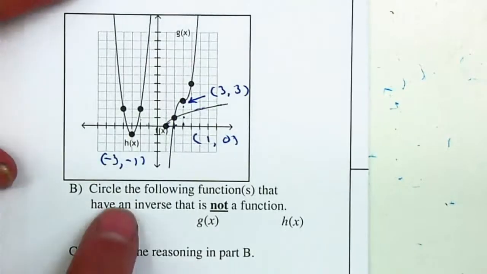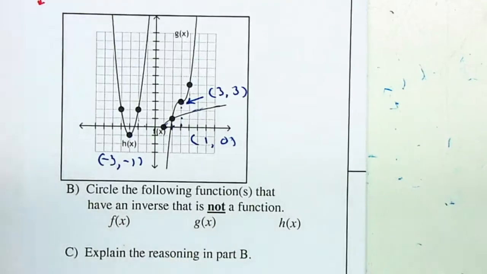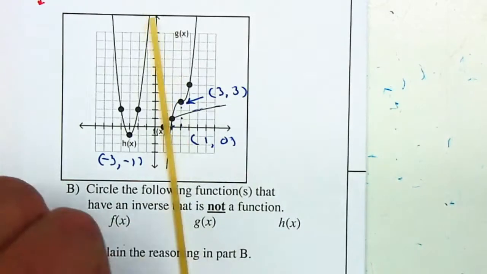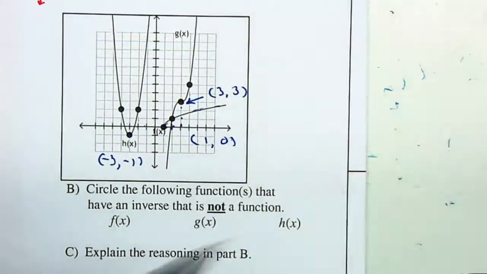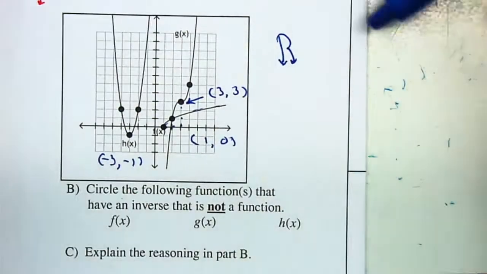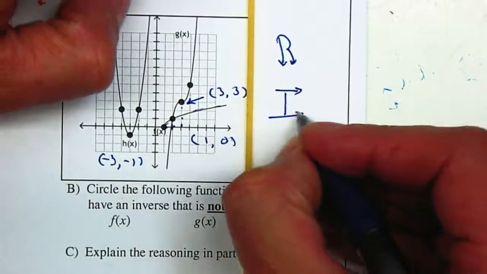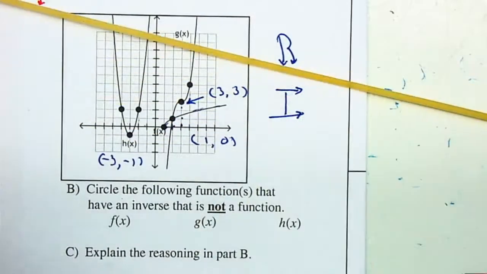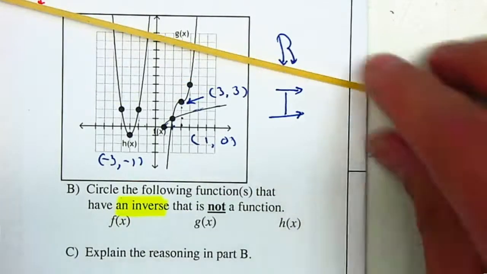Part B. Circle the following function that has an inverse that is not a function. Now remember, an inverse that is not a function, do we need to do the vertical line test or the horizontal line test? Remember, if you're testing the relation, we're doing a vertical line test. But if we're testing the inverse, we are doing a horizontal line test. In this case, we are testing whether the inverse is a function. So that means that you can only cross once.